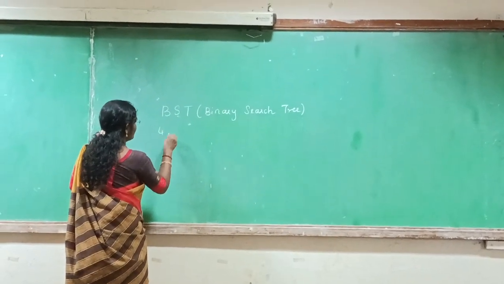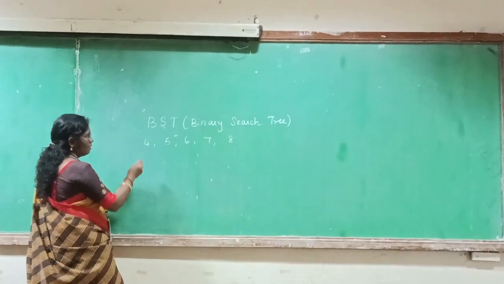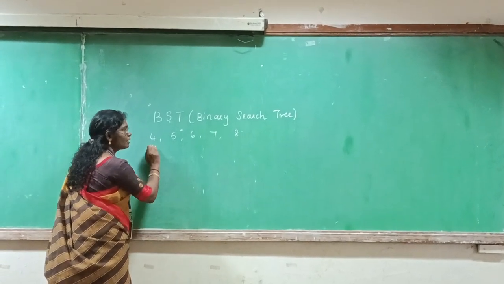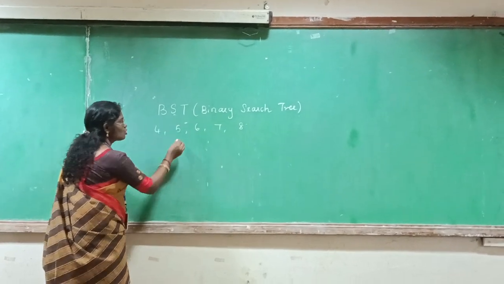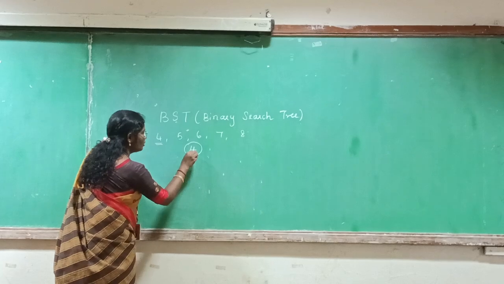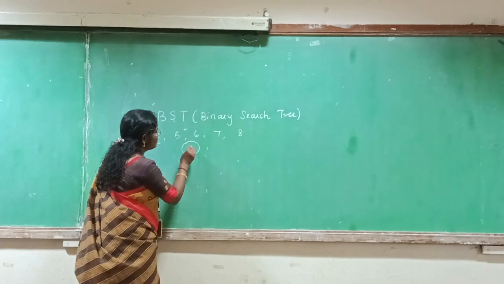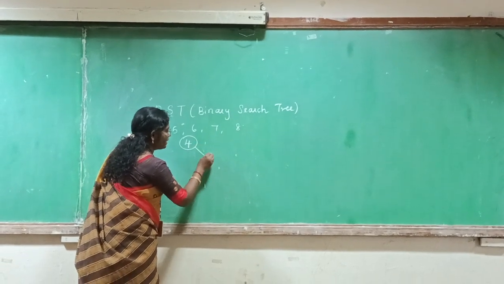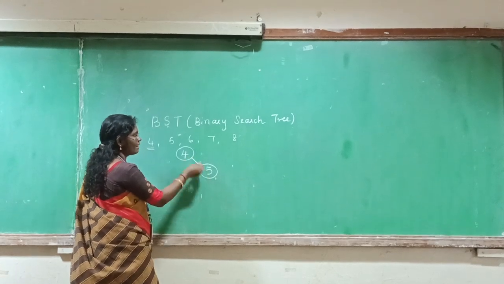Here I have taken some elements for the binary search tree construction. Say my keys are 4, 5, 6, 7 and 8. I construct a tree like this. My first element is 4, I will take that as the root, and my second element is 5, I will start comparing with the root. Since 5 is greater than 4, I have to traverse right and fix that element as the right child of 4.